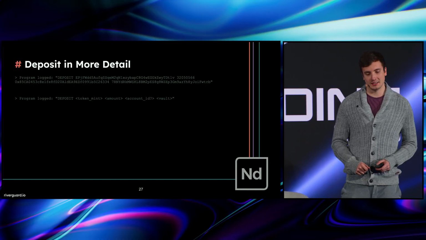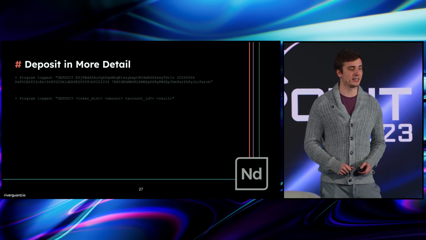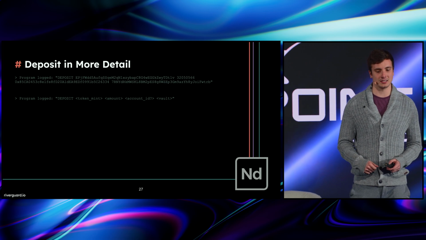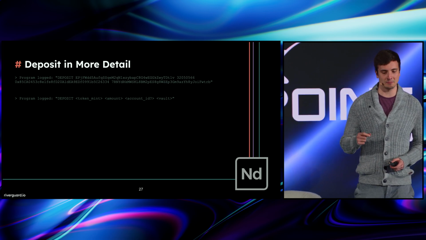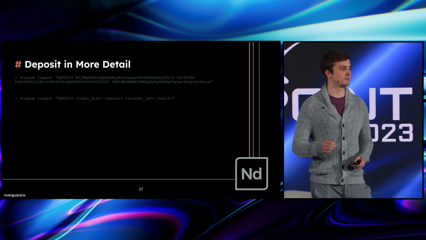The second part was just the amount of USDC that was transferred. Then the third part was tricky. We just guessed that this is probably some sort of identifier of the account that the money was transferred to, because the backend needs to know where the money was deposited. And then the last part was the vault that the money was paid into.